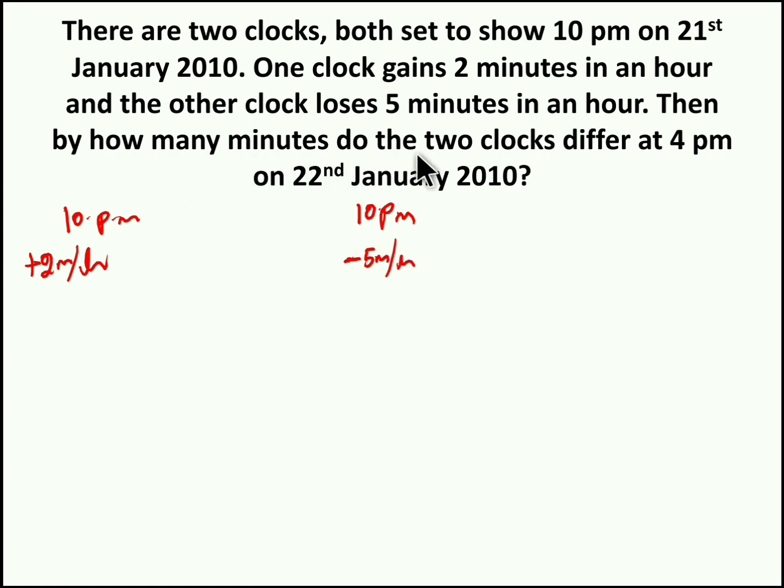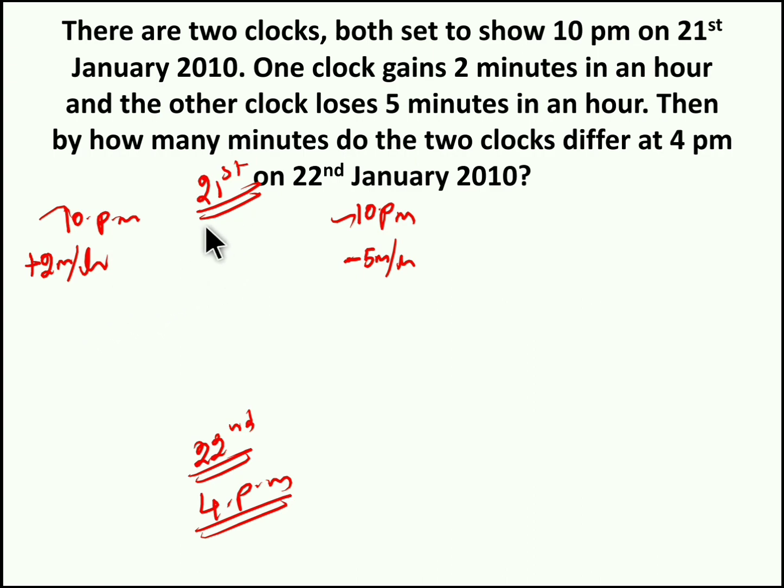Then by how many minutes do the two clocks differ at 4 p.m. on 22nd January 2010? See, on 21st January 2010 at 10 p.m., both the clocks are showing correct time. By 22nd January 2010 at 4 p.m., both the clocks will differ by how many minutes? This is our question. From 10 p.m. to 11 p.m., we can assume another clock which shows correct time every time. In 1 hour, this clock gains 2 minutes extra, so it will display 11 o'clock and 2 minutes. This clock will lose 5 minutes, so it will display 10 o'clock and 55 minutes.